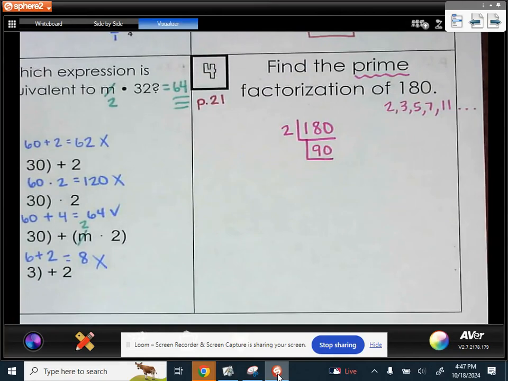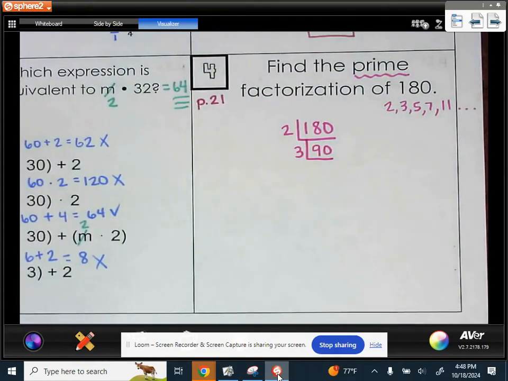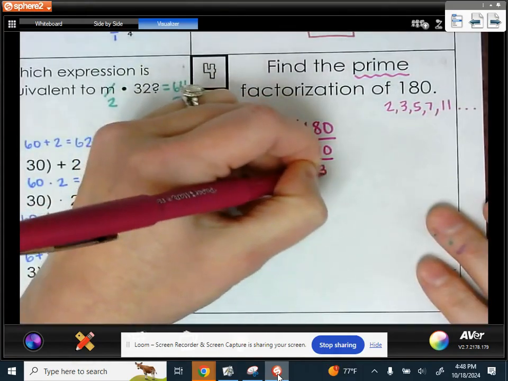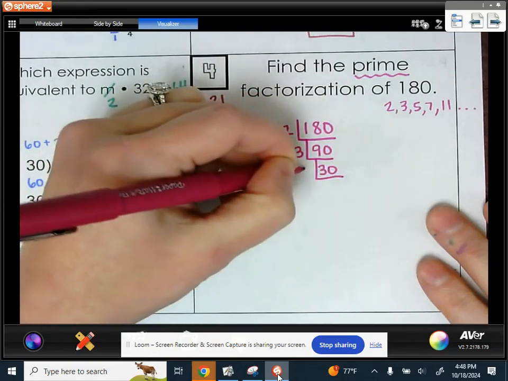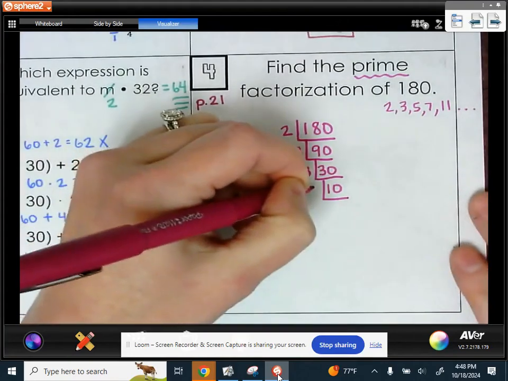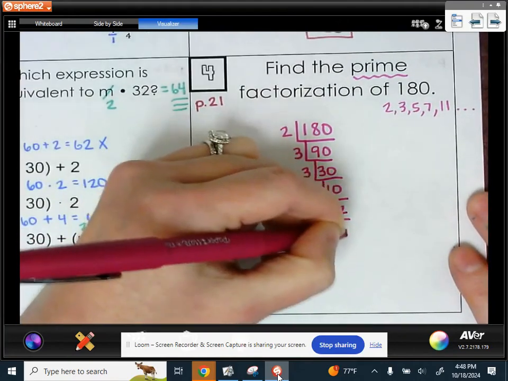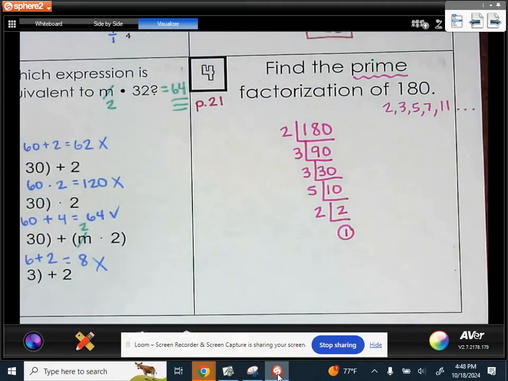Be careful here because sometimes people want to divide by 9 or by 10, but those aren't prime. So I would think about either cutting it in half again, or maybe dividing by 5 since it ends in 0, or I know that I can divide that by 3, and that's going to give me 30. I could also divide 30 by 3, which is going to give me 10. 10 is divisible by 5, which goes in 2 times. 2 is divisible by 2, which gives us our 1 and means we're done dividing.